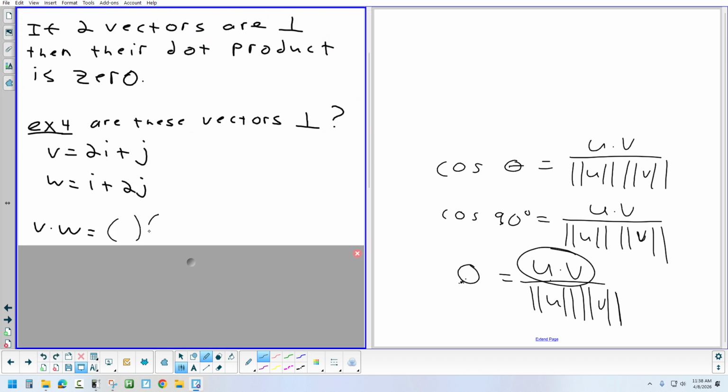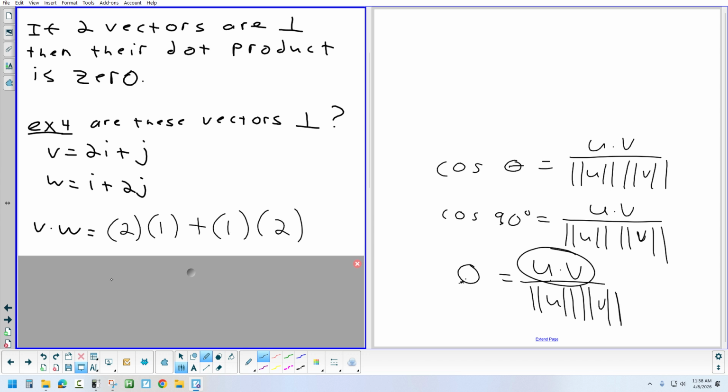What's the calculation for the dot product? Yeah. 2 times 1, 1 times 2. 2 times 1 and 1 times 2. What do you get for a dot product when you do that? Yep, you get 4. So are these two vectors orthogonal? No.